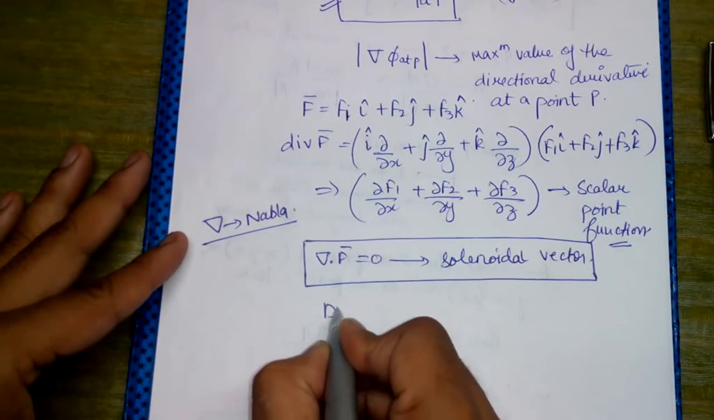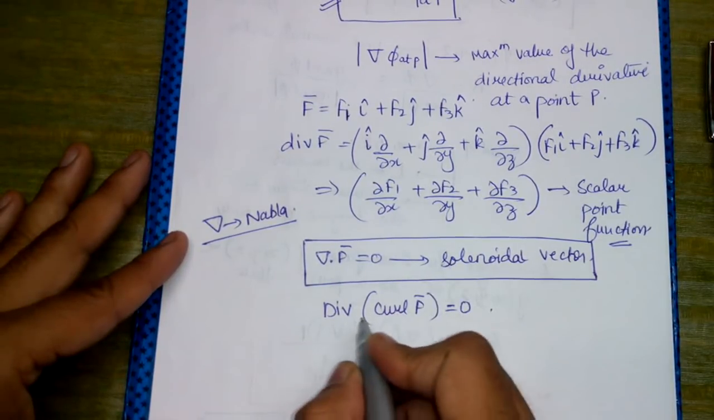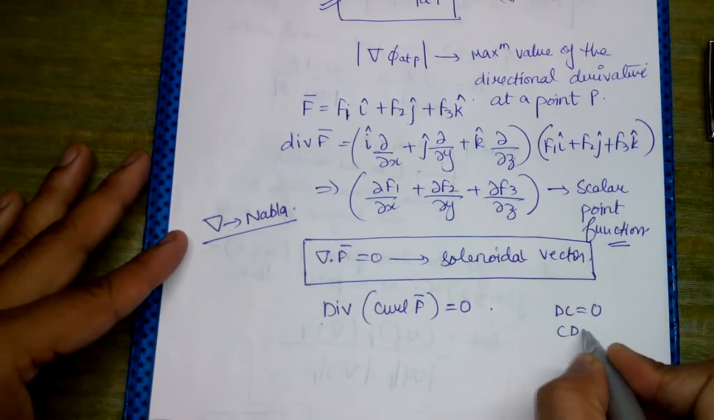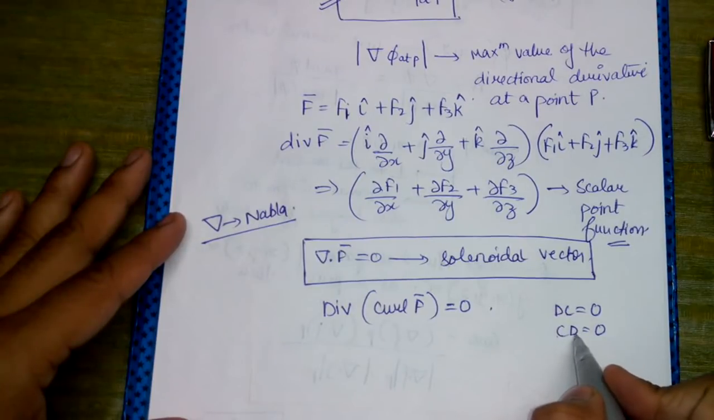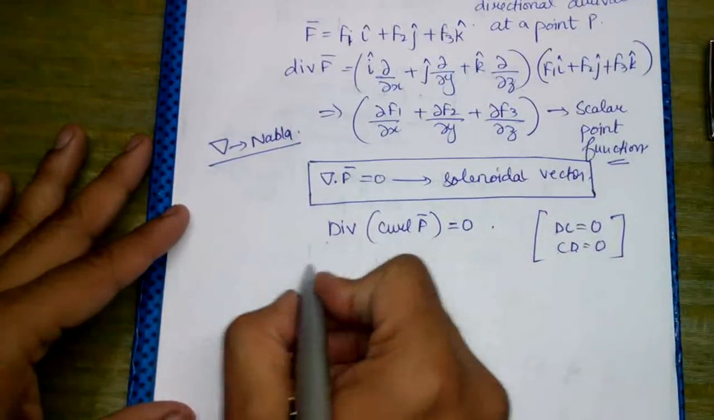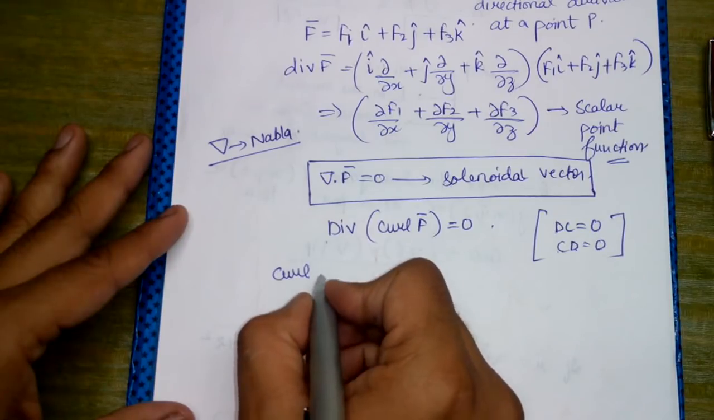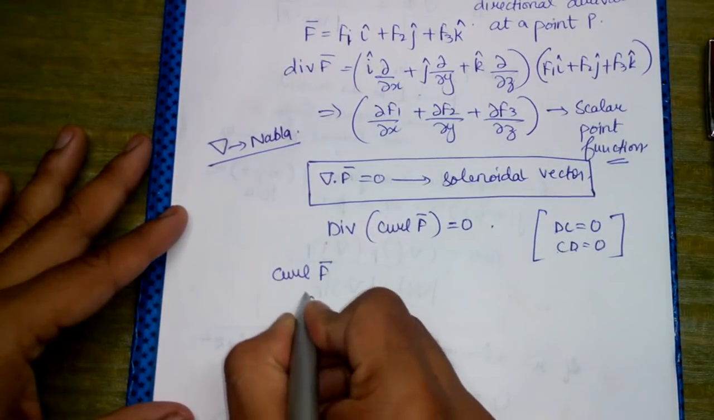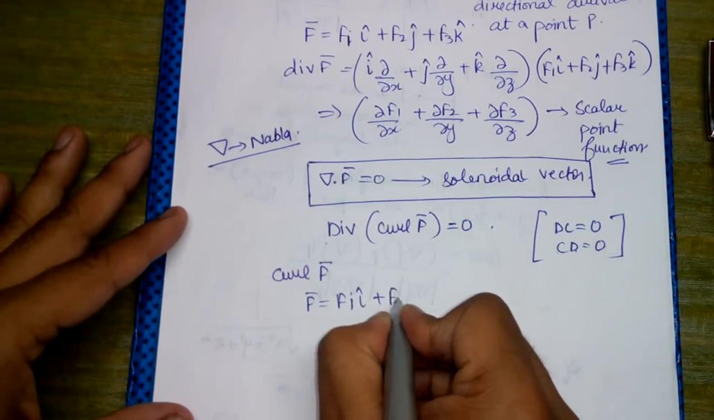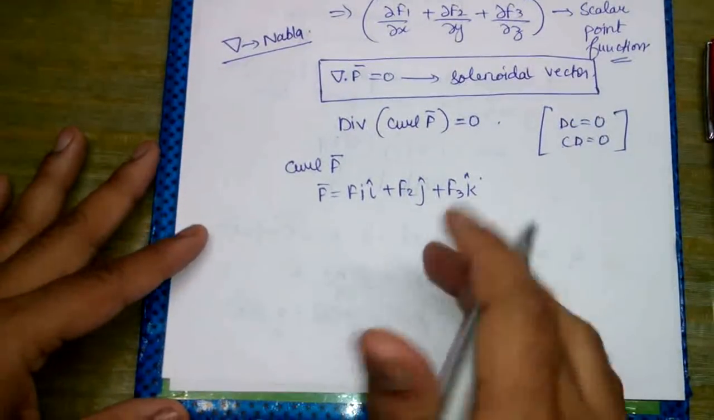Okay, and there is one more property, that divergence of the curl of f is also equal to zero. That means DC is equal to zero and CD is also equal to zero. CD means curl of the divergence, and divergence of the curl, these are always zero. And the curl of a vector at a point can be evaluated as the curl of f such that f has been given as f1 i cap plus f2 j cap plus f3 k cap.